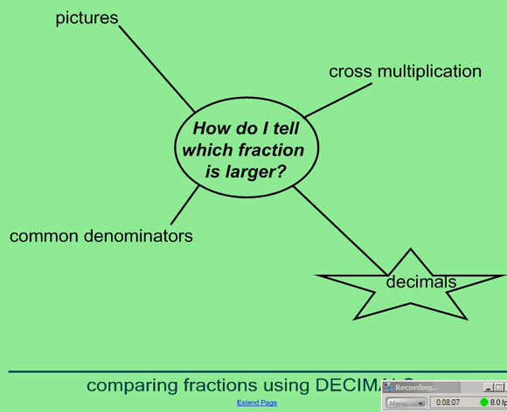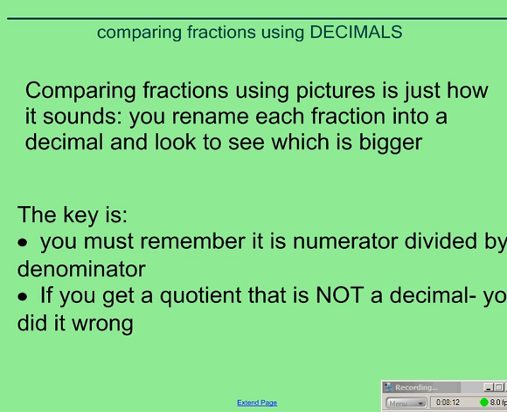The last strategy is decimals, and when we did comparing fractions, there were about 2 or 3 people that used decimals. Comparing fractions using decimals is just how it sounds. You rename each fraction into a decimal and look to see which decimal is bigger. The key is, you must remember, it is numerator divided by denominator. The numerator goes in the house. The denominator goes outside the house. If you get a quotient that is not a decimal or that is not smaller than 1, you did it wrong. Go back and flip your numerator and denominator.